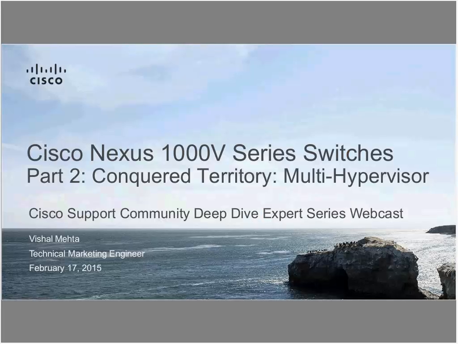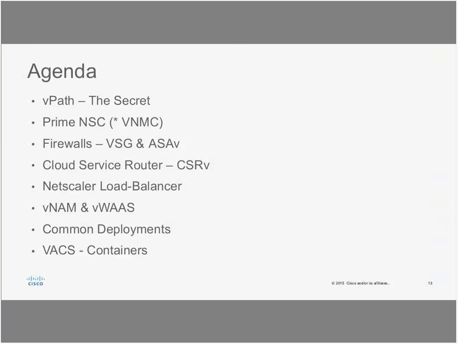I'm going to talk about continuing our session on Nexus 1000V, on how it uses vPath technology to further enhance the services from layer 3 to layer 7. Today's agenda is going to be on vPath, which is the Cisco proprietary technology which connects Nexus 1000V with other services such as VSG, ASA, CSR, NetScaler Load Balancer, vNAM, vWAAS, and what are the common deployment scenarios that we see today in customer networks.